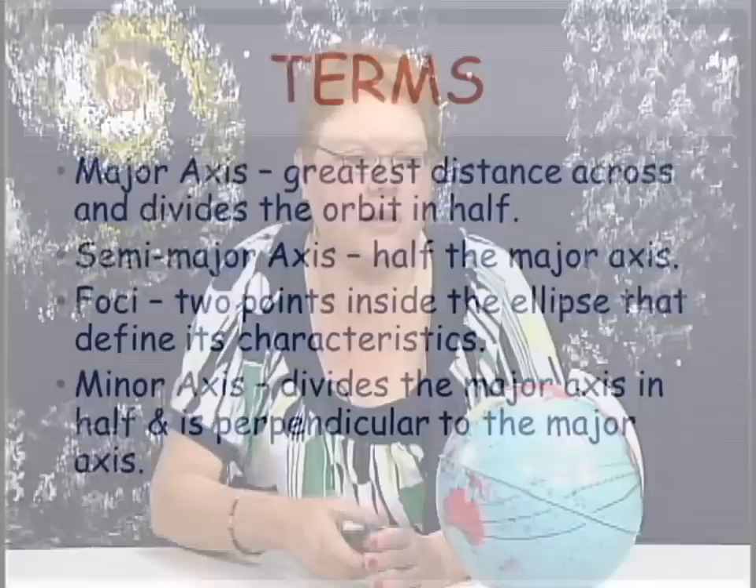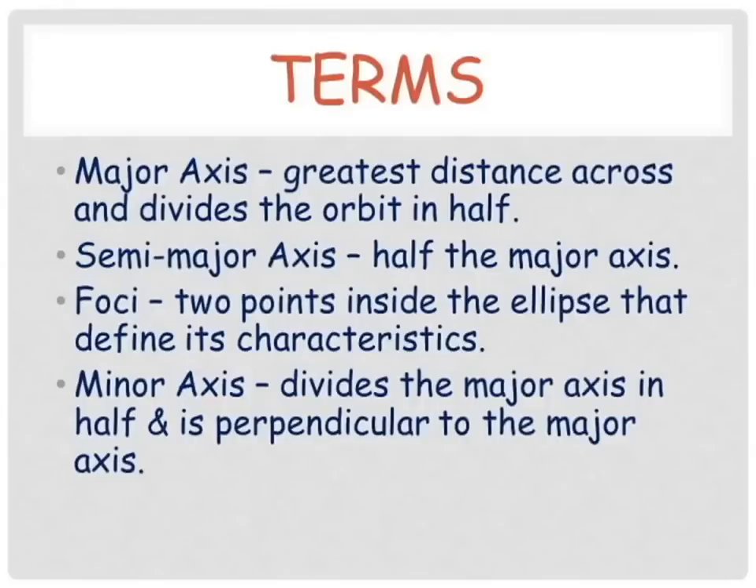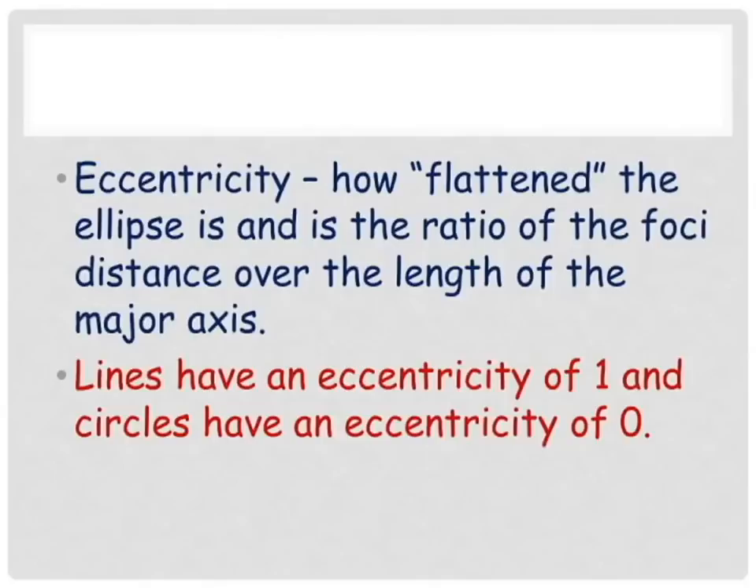And for Kepler, Kepler said, well, one of those was the sun. The other is just basically a point in space. And then we have the minor axis, which divides the major axis in half, and is also perpendicular to the major axis. And then we have an eccentricity, which tells us how flattened the ellipse is.